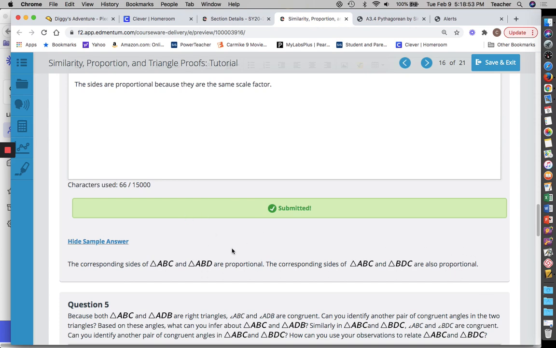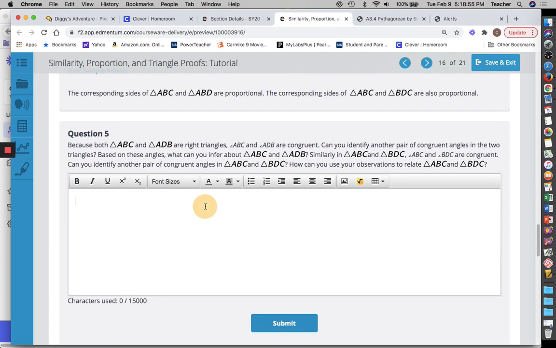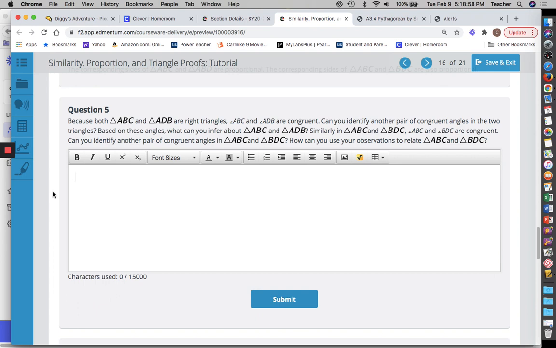Proportional. Proportional. All right, question 5. Let's see. Both triangle ABC and triangle ADB are right triangles. ABC and ADB are congruent. The angle. Okay, that's an angle. Can you identify another pair of congruent angles in the two triangles? Based on these angles, what can you infer about triangle ABC and ADB?